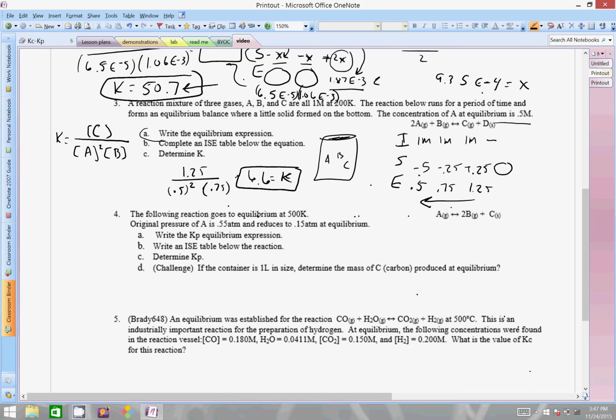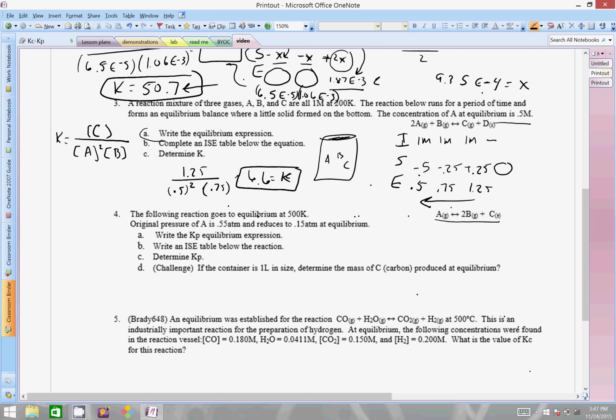Let's go to the next one. The following reaction goes to equilibrium at 500 K. The original pressure of A is 0.55 and reduces to 0.15 at equilibrium. Okay, so write the expression, assuming that it says the following reaction goes to equilibrium. Okay, this guy right here.